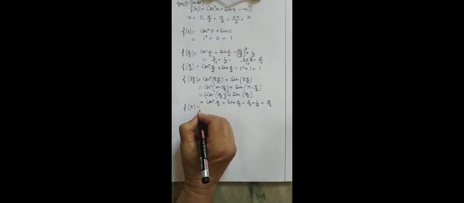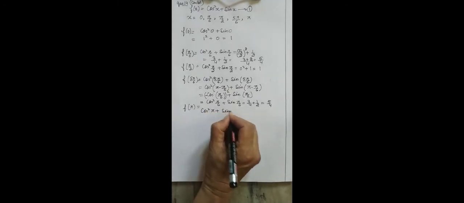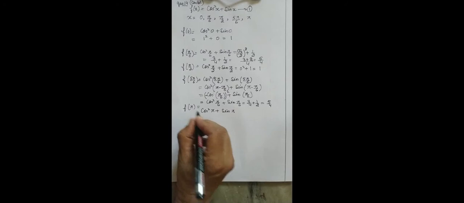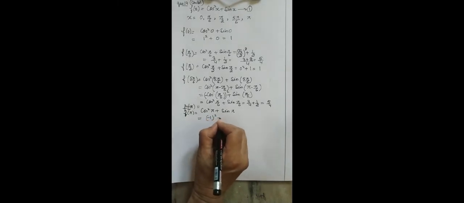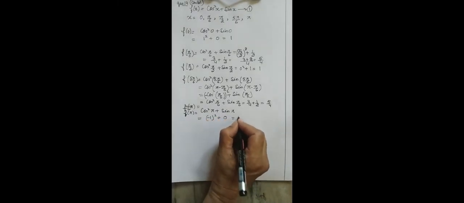Now what is f of pi? Now f of pi will be equal to cos square pi plus sine pi. Now I should cut from here and should write here f of pi. Now what is cos pi? It is minus 1 square. What is sine pi? 0, which is again equal to 1.